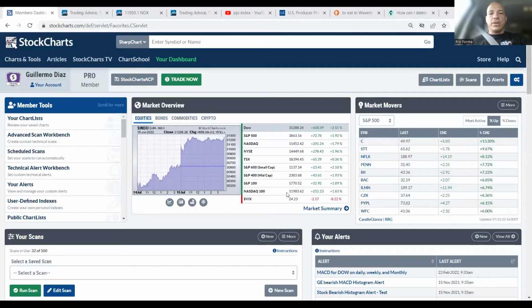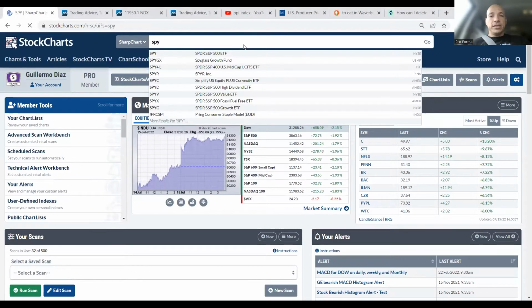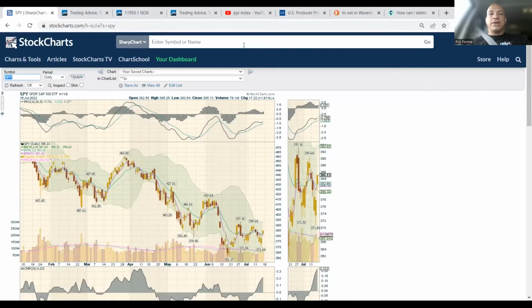Every day I take a look at where we are in the market. And so, where we are in the market is, basically I look at the SPY, the top 500 companies, and they trade under this one ticker, and we try to see what is going on there.